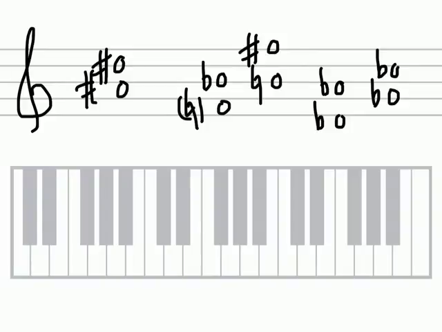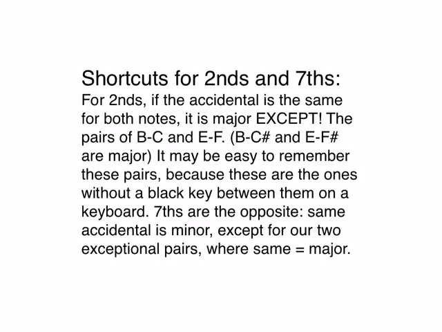The reason this works, think about on the keyboard, C and G are a perfect fifth apart. If I move each one a half step higher, it's still a perfect fifth. So that's why we can match the accidentals, whether they're both flats, both naturals, or both sharps, and still get this to work. For seconds and sevenths, it's not quite as consistent, but it's fairly good.